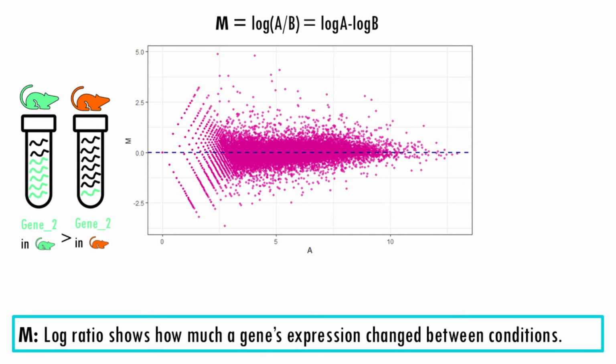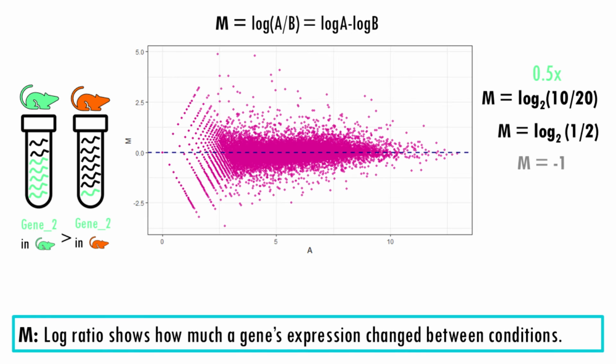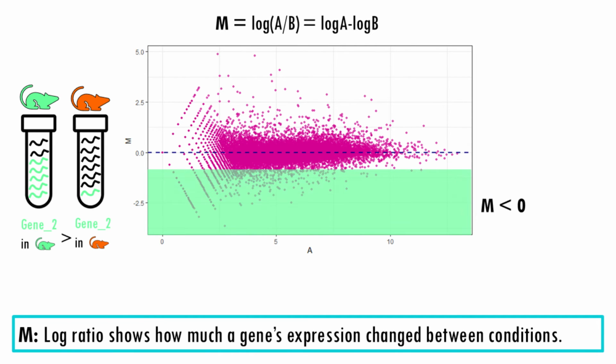And you can follow the same logic for a gene that is higher in sample 1 compared to sample 2. For example, if the gene has half the expression in sample 2 than it does in sample 1, then log 2-fold change of a half will be minus 1. If the expression decreased by a quarter, M will be minus 2. So essentially, downregulated genes in sample 2 compared to sample 1 will have negative M values.